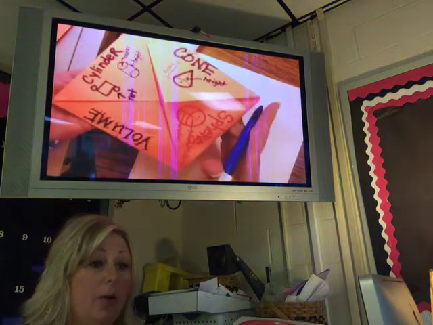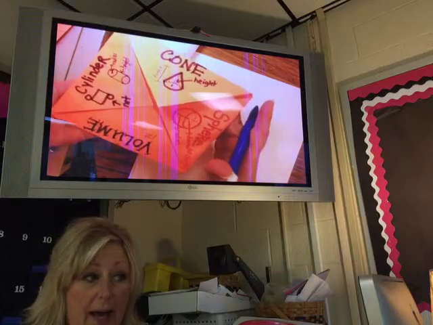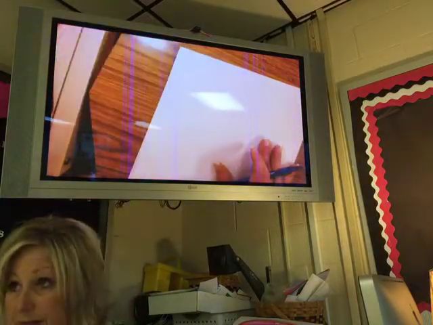All right, here we go. First thing we want to do. In our foldables, we have been learning these shapes. Today, we're going to put those shapes together and have irregular shapes to find the volume of.